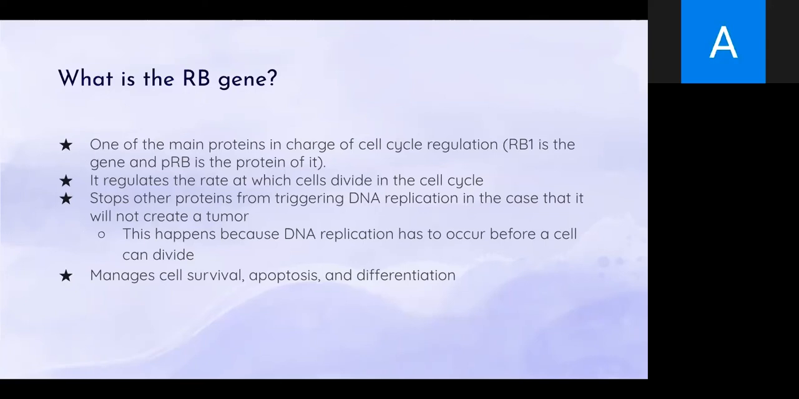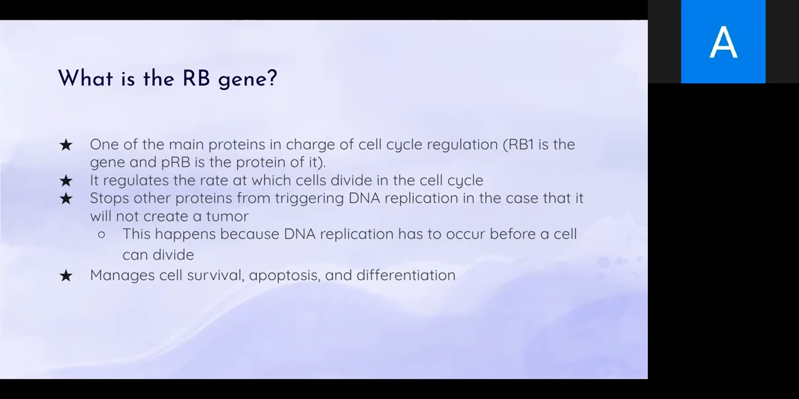So what is the RB gene? The RB1 gene. One of the main proteins of the cell cycle regulation is the RB1 gene. And pRB, the protein of this RB gene, is also what contributes to that regulation.